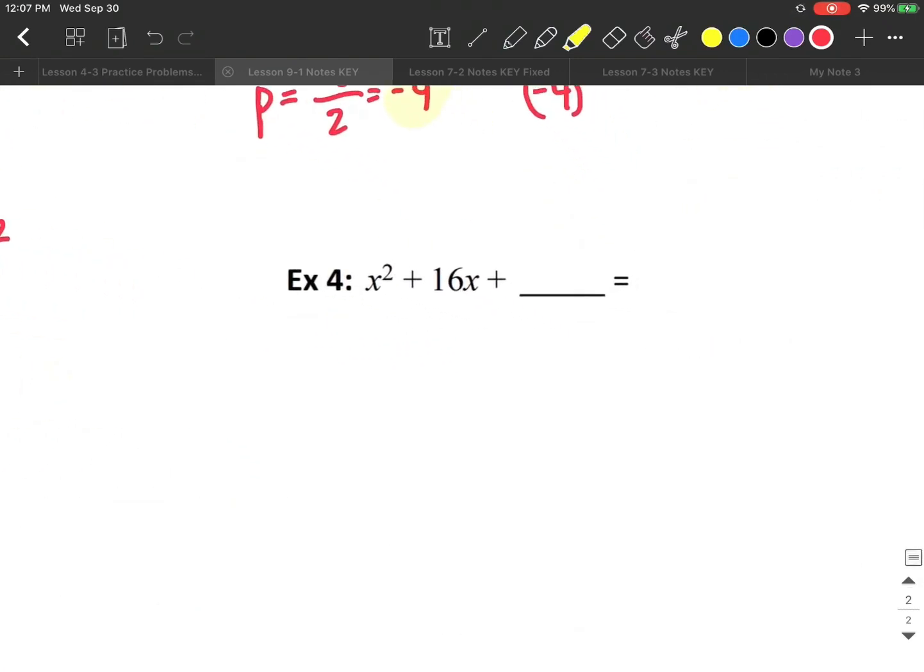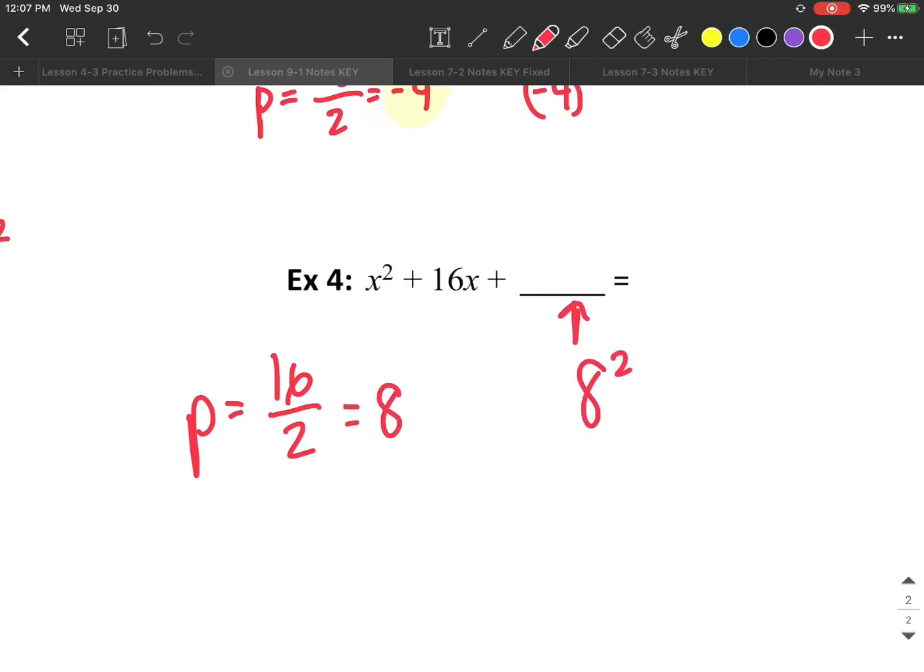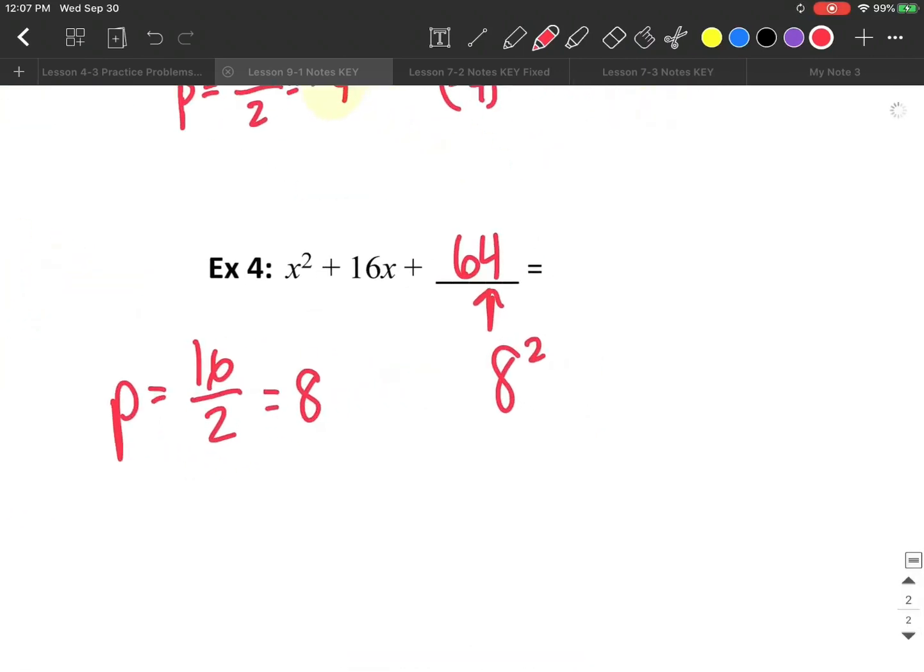Then for example 4, I'm going to take the number in front of the x. To find p, I'm going to divide by 2. That gives me 8. I'm going to take 8 and square it to get this number here, which gives me 64. If I break this down into factored form, I'm going to have x plus 8, because p is 8. That's what goes in my factored form.